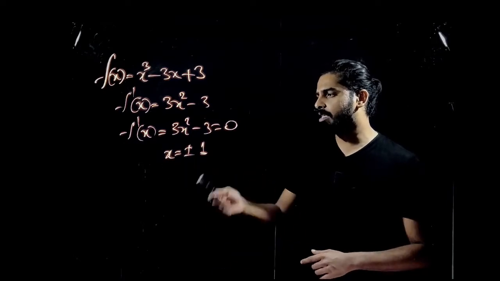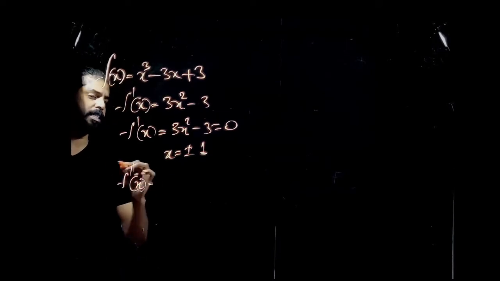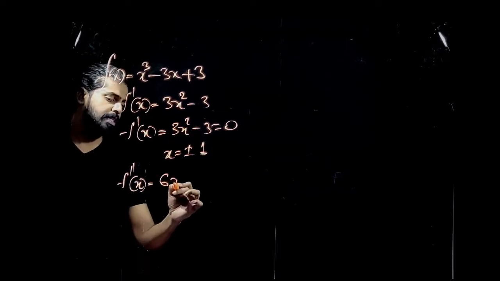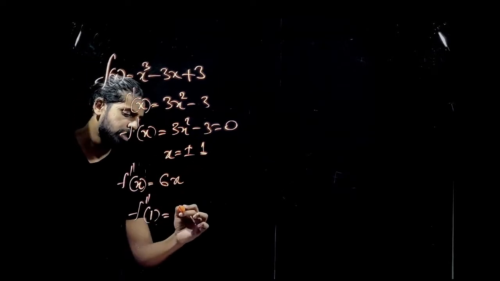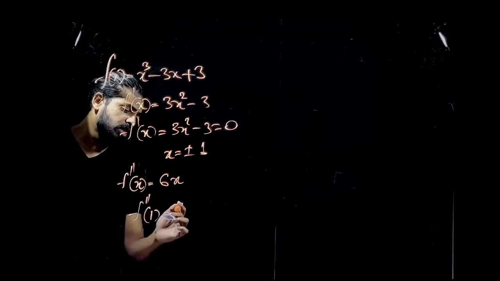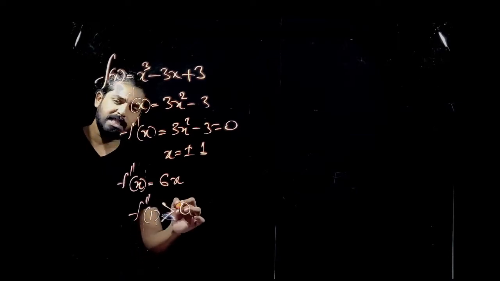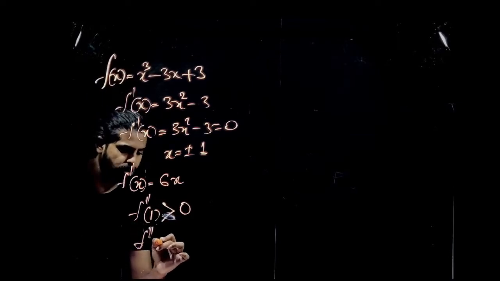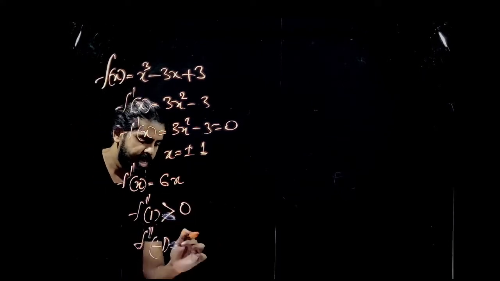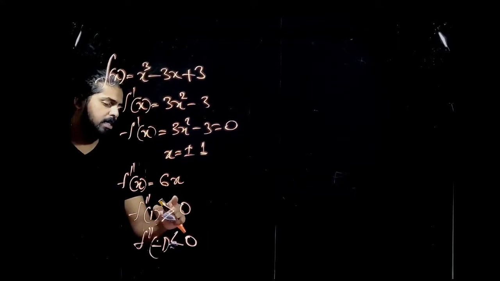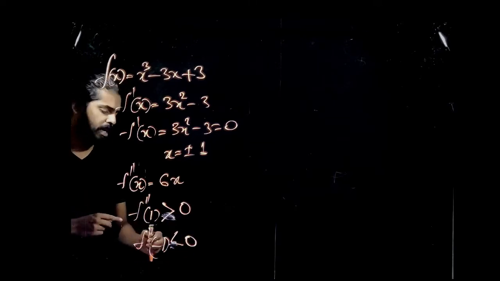Since this is f dash of x, the second derivative f double dash of x is the derivative of 3x square, which is 6x. Now f double dash of 1 is 6, which is greater than 0. We just need to write the sign. And f double dash of negative 1 will be 6 into negative 1, which is minus 6, which is less than 0.